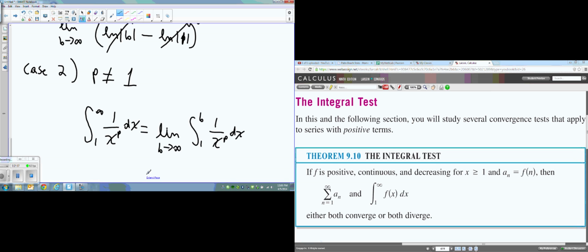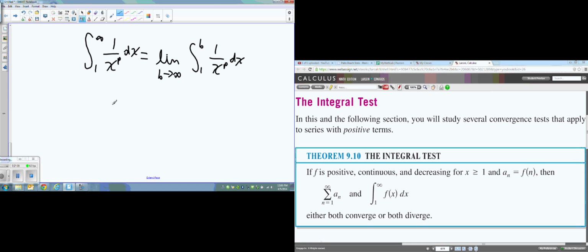And then this integral, like I said, we can just use the power rule, which says that this is going to be the limit as b approaches infinity of, let's see, now we're going to add 1 to the exponent, which is going to be negative p plus 1.